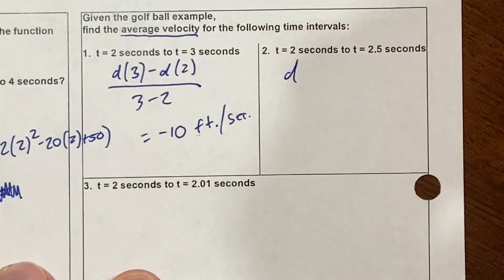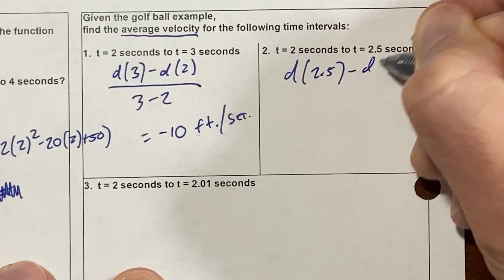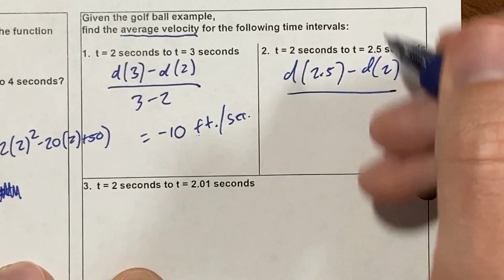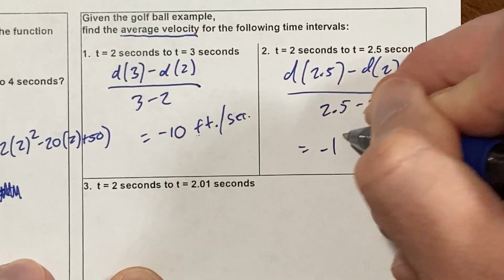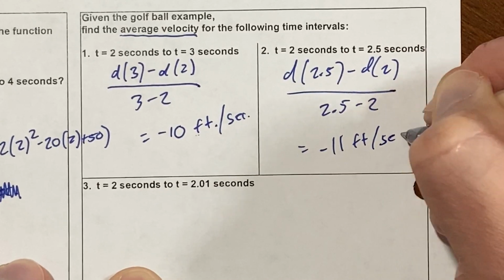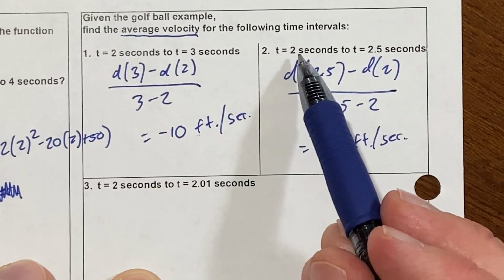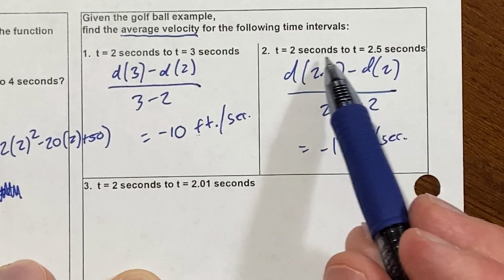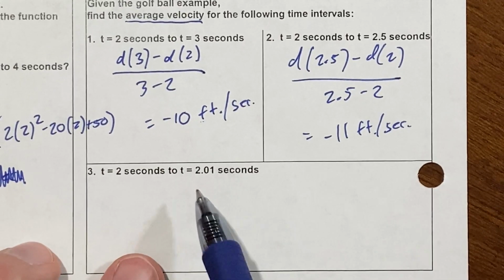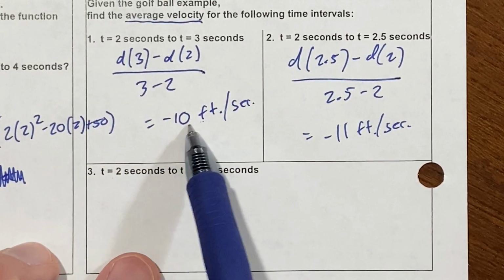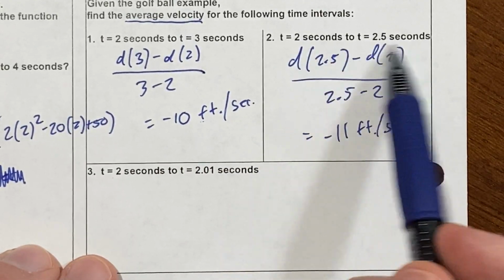If I were to plug these in over here, so 2 to 2.5 seconds, I'm going to get negative 11 feet per second. So it's traveling a little bit quicker. That's a smaller time frame right there. So we're getting really close to seeing what it would look like at 2 seconds. From 2 to 3 seconds, it was negative 10 feet per second. And then we're looking at a smaller snapshot from 2 to 2.5.